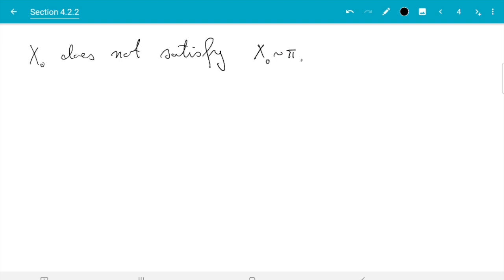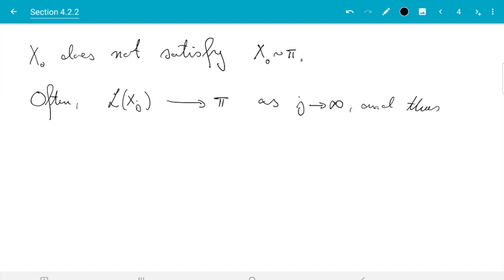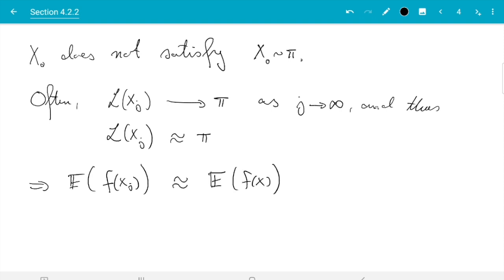Then one can show, here we do that just intuitively, but one can formally show that often the distribution of xj at least converges to pi as j goes to infinity. And then we can conclude for large j that will already be close to pi. And in this case, what we get is the expectation of f of xj, since xj has a distribution which in some sense is close to the distribution of x, will be approximately equal to expectation of f of x, and this will get closer as j increases.